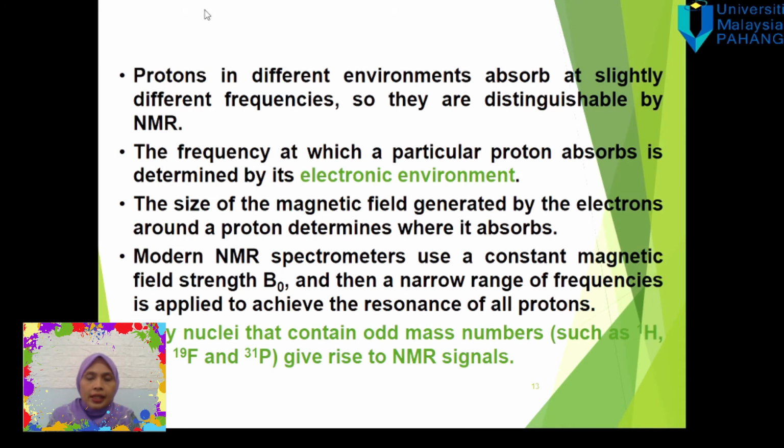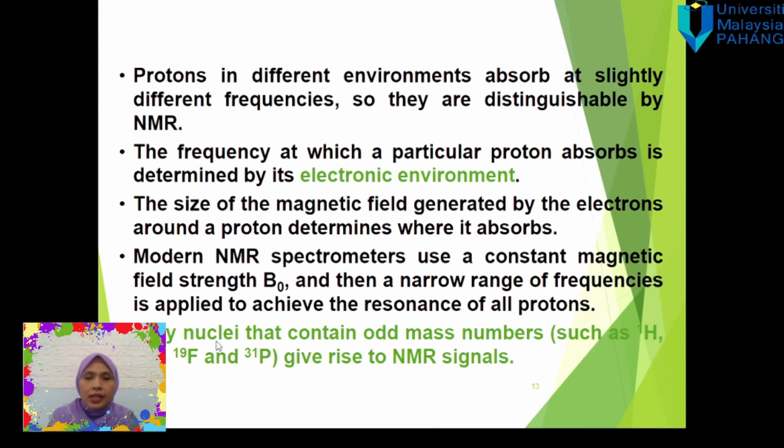Next, how can the signals be differentiated? Because different protons or carbons have different environments. So by the different electronic environments of the proton, you produce a different NMR signal, and this NMR signal is known as a chemical shift.